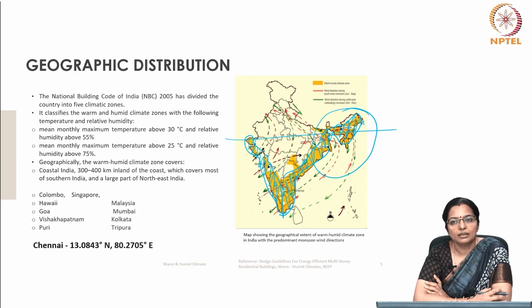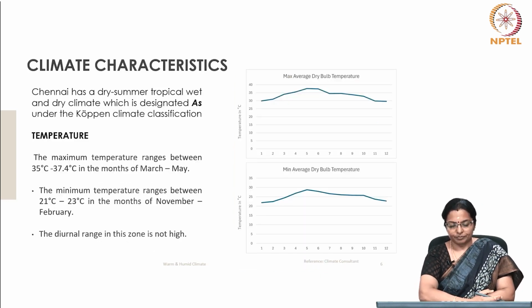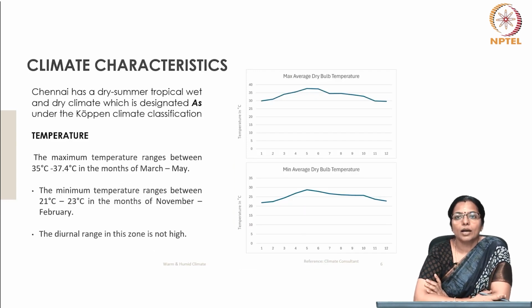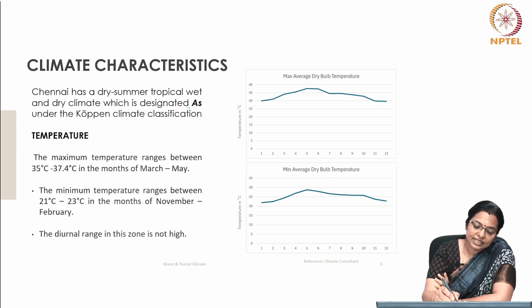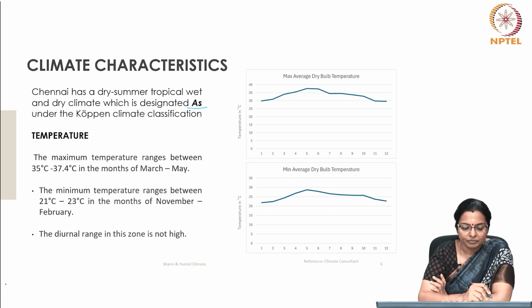Today we will take the case of Chennai as a city and look at its climate classification, as Chennai is classified as warm and humid climate. Chennai has a dry summer, tropical wet and dry climate as far as Köppen climate classification is concerned, and it is designated as As in Köppen climate classification.